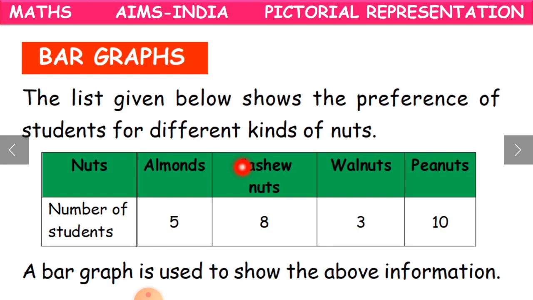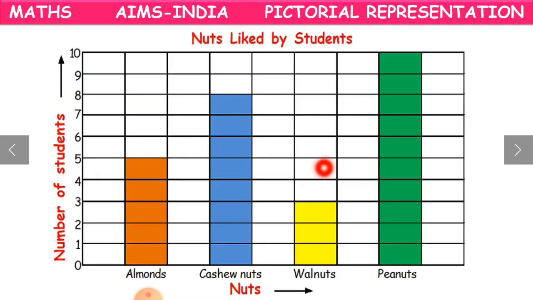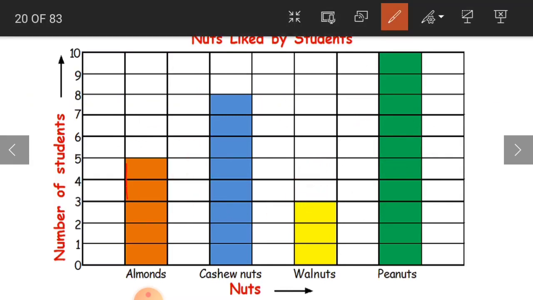Now coming to bar graphs. Just now we have seen how to represent the information using pictures. Now in bar graphs, a bar graph is used to show the above information. See, this is how a bar graph looks. This is called a bar. By bar we mean chocolate bar.